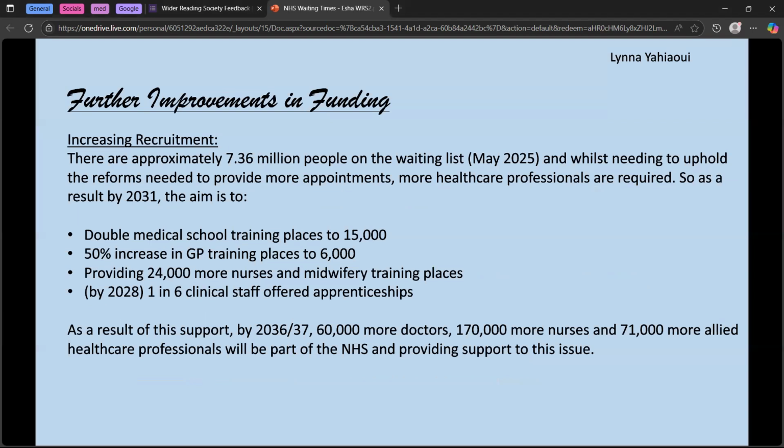To be able to keep to the expected 2 million appointments a year and the current 7 million demand on the waiting list, as well as the current NHS workforce being at 1.4 million, leaves many vacancies open. This requires more training for many healthcare professionals. And so by 2031, medical school training places will double, with a 50% increase in GP training places, creating training for an additional 24,000 nurses and midwives, whilst also introducing apprenticeships in clinical settings by 2028. By 2036-37, the aim is to build the NHS to a team of up to 2.2 million to keep up with the demand in order to help solve waiting times.